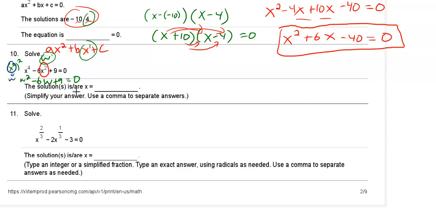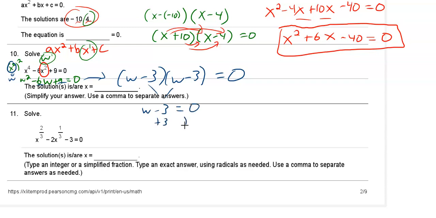Now it's a quadratic equation. So I solve it just like before. I don't need to use the quadratic formula here because it factors. Two numbers that multiply to 9 and add to -6 are going to be -3 and -3. So I get the same factor twice, which means, since it's the same thing twice, I'm just going to do it one time. W minus 3, that factor, set it equal to 0, and then solve for w. And I get w is equal to 3. And a lot of students will stop there and say, okay, I solved the equation.